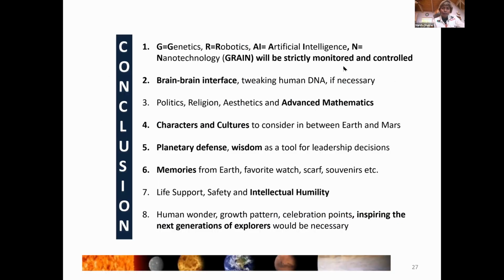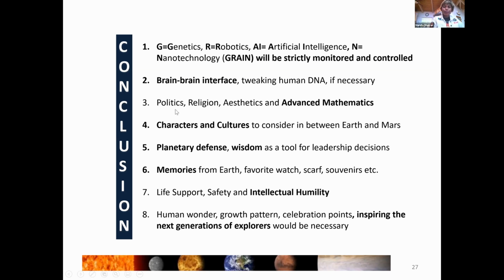So in conclusion, and later I will show my internal database, I would say GRAIN is an acronym. GRAIN stands for Genetics, Robotics, AI, and Nanotechnology. It will be strictly monitored and controlled on Mars or even on Earth, as we see now. And then brain-to-brain interface would be interesting, and we can tweak some human DNA if it's necessary for our existence.